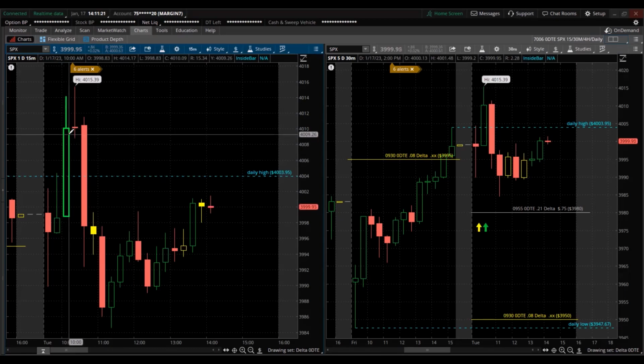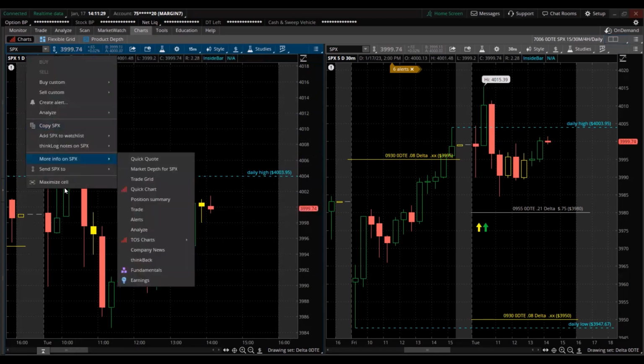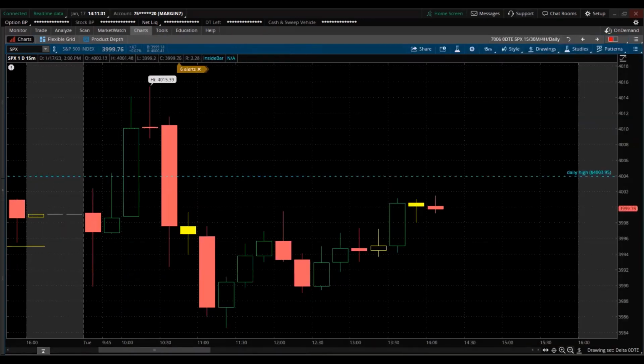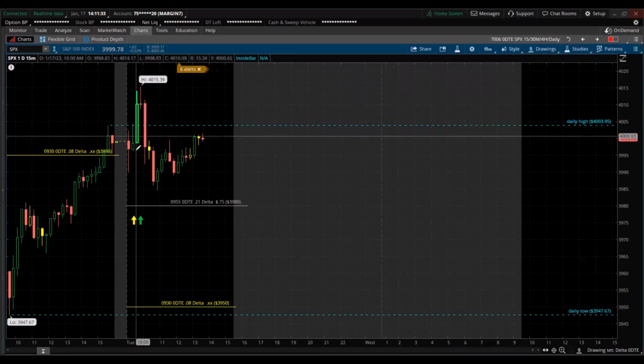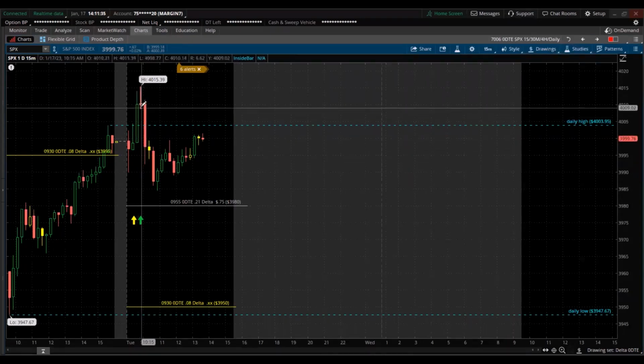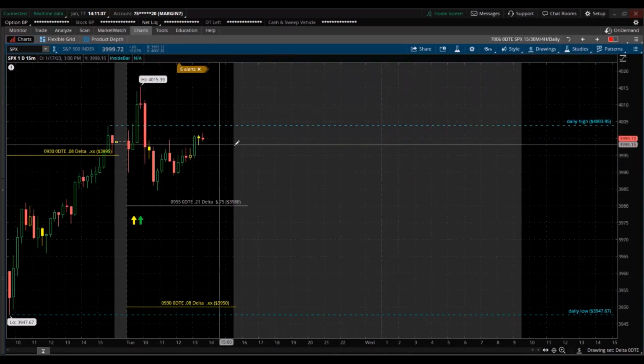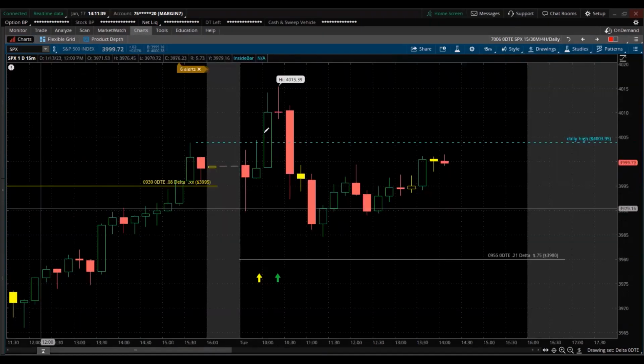at 10.20. So it was less than 30 minutes. It was about 25 minutes I was in the trade. And thank goodness. Let's open this one. This has got to close out. Thank goodness I closed it. Look at that. It reversed.